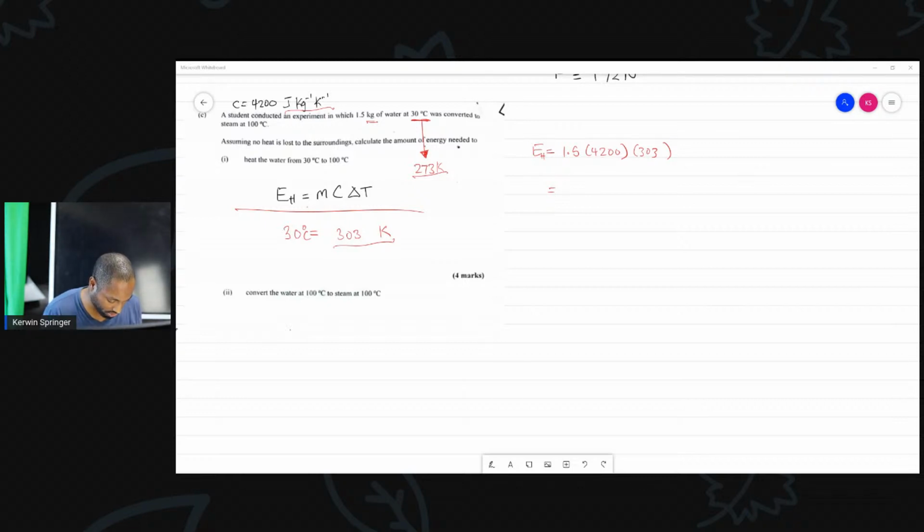So wait, 30 degrees to... sorry, I have a mistake here. I just put the solid temperature. This is 303, and then it went up to 100 degrees, so this is 373 Kelvin. My bad, Alia. So the delta T, which is what I'm substituting for here, is actually 70.